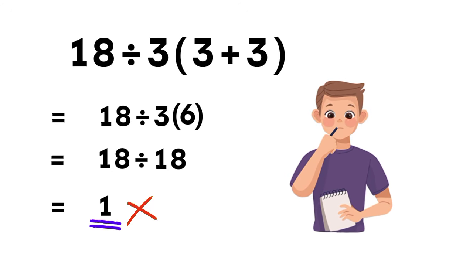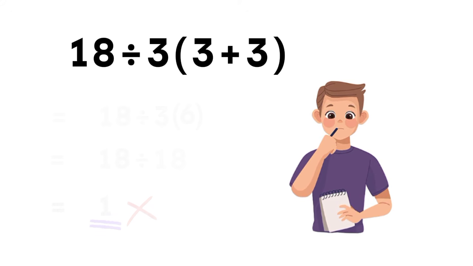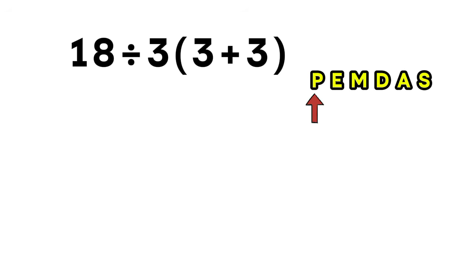So let me show you the correct path, and the little twist that changes everything. We follow PEMDAS. Parentheses, exponents, multiplication and division, addition and subtraction. And remember, multiplication and division share the same level, so we always move left to right.